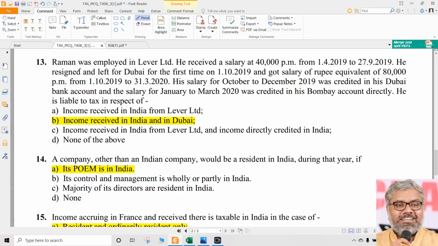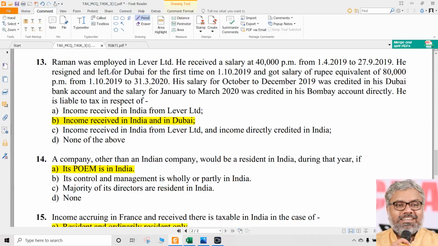Then question number 13, a little bit of data is given. This is a past examination question. Raman was employed in Liver Limited. He received a salary of 40,000 rupees per month from April to 27th of September. He resigned and left for Dubai for the first time on 1st of October. Don't ask me what he did on 28th, 29th and 30th. That is none of our business. Maybe he did shopping for going abroad. Still, it doesn't matter to us. We don't care about those minute, unnecessary details.